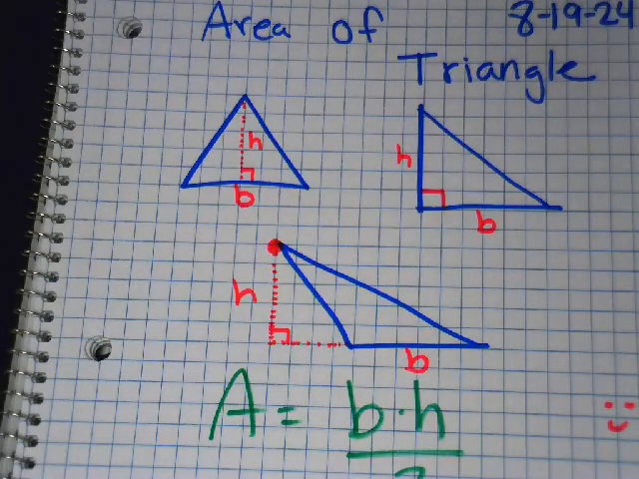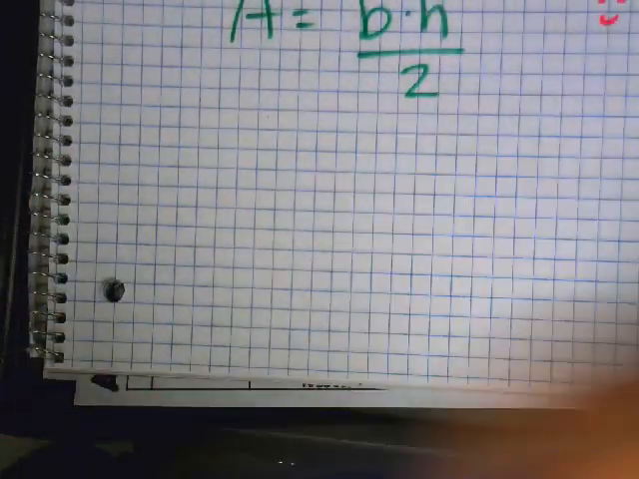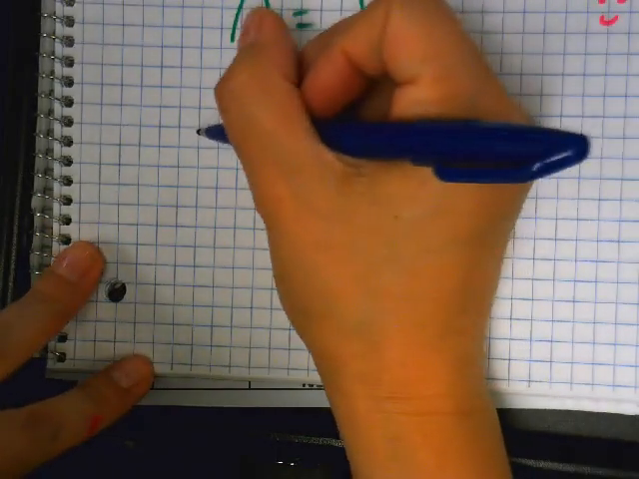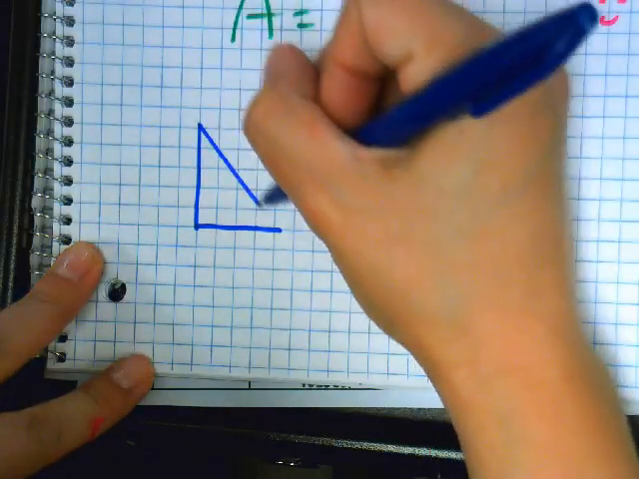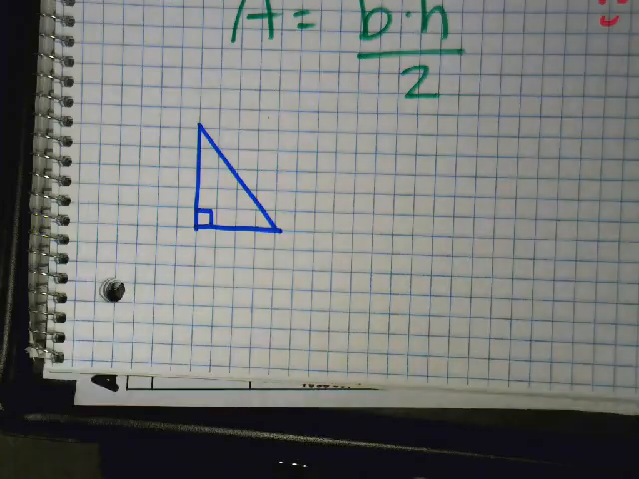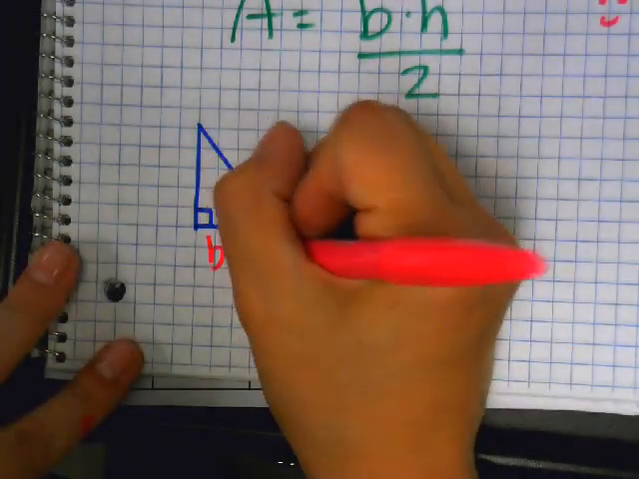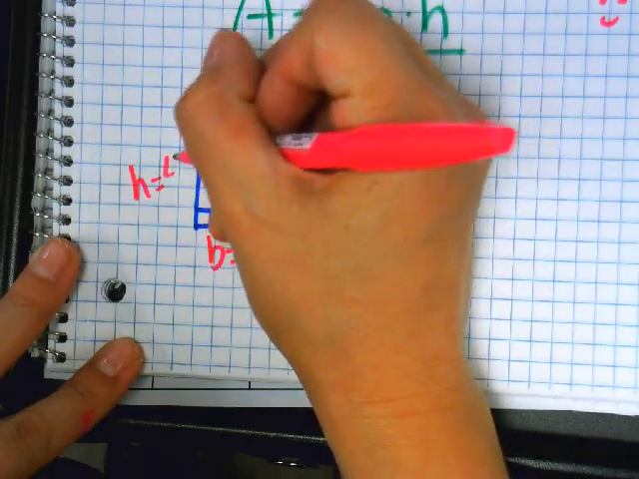Ready? Set. Let's do a problem. All right, draw me a right triangle. There's my right triangle. Okay? Now I'm going to tell you that the base is equal to 5 inches and the height is equal to 4 inches.